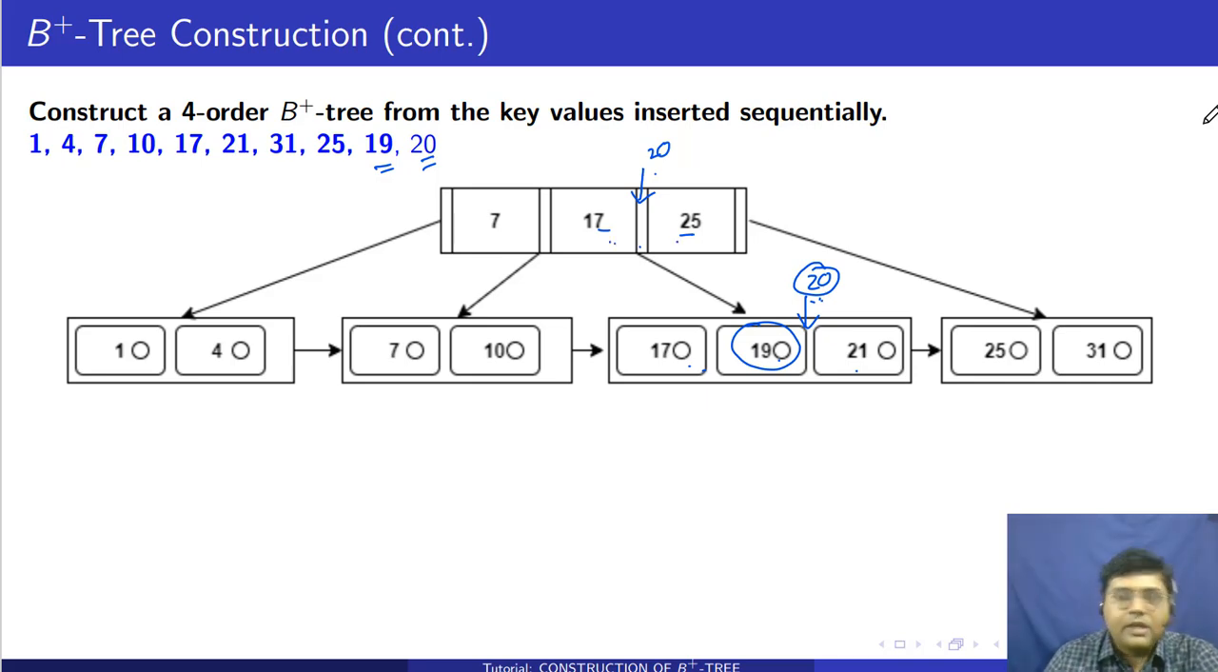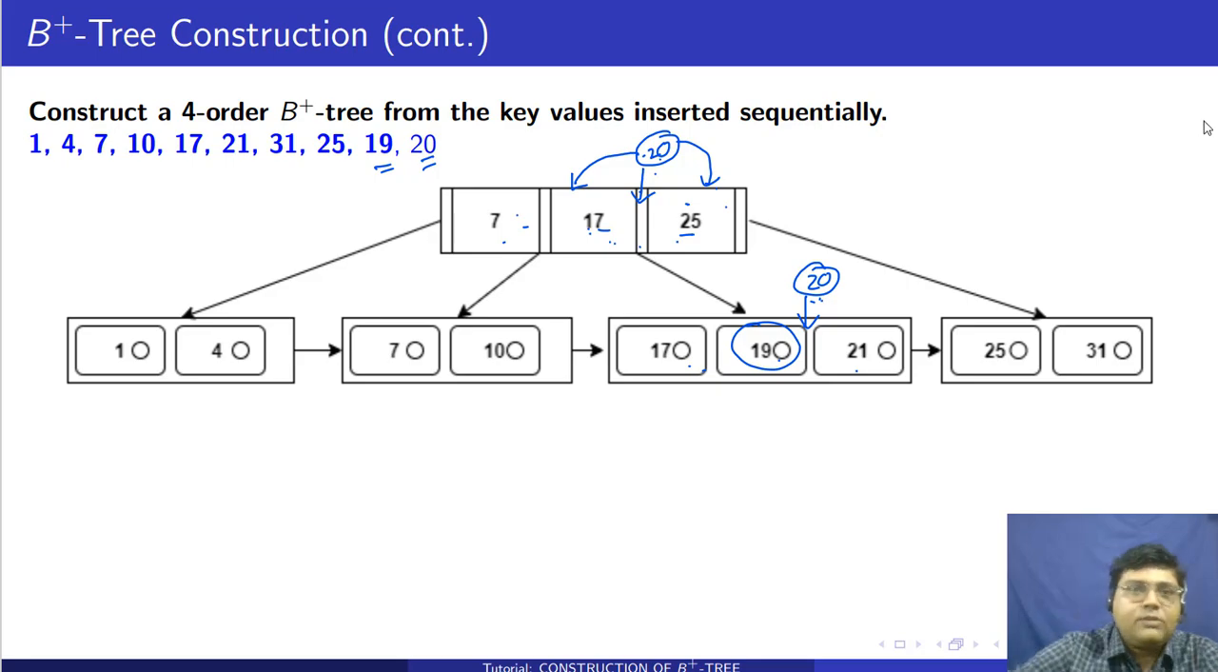Now what will happen here? Again there will be a split. From where will the split happen? The split will happen from 20. Now on the left side of the 20 I'll have 7 and 17. On the right side of the 20 I'll have 25. And for the intermediate node, we don't have to repeat the key. So 20, it's not necessary. So on the left side, we'll have 7 and 17. On the right side of the 20, we'll have 25.